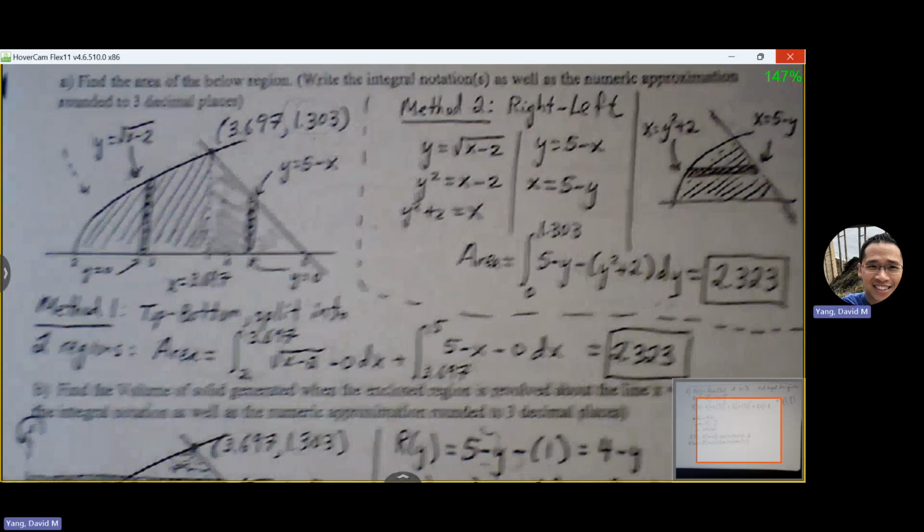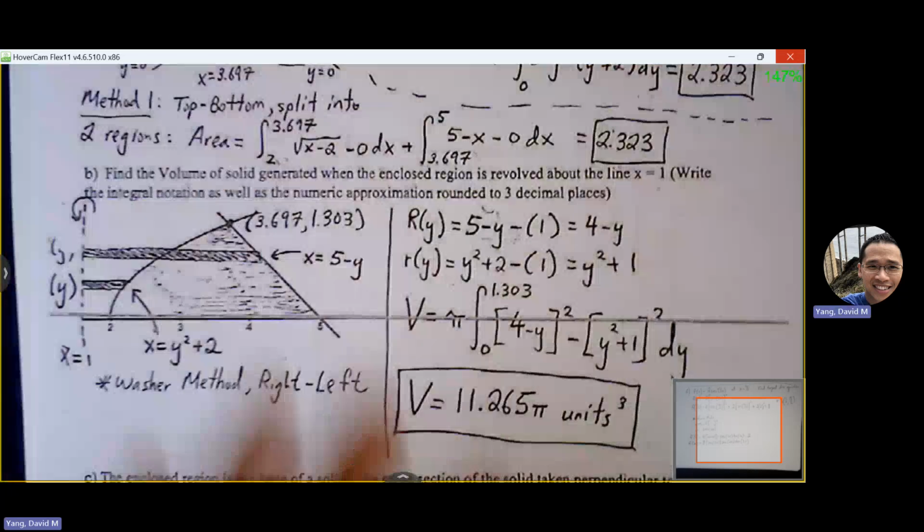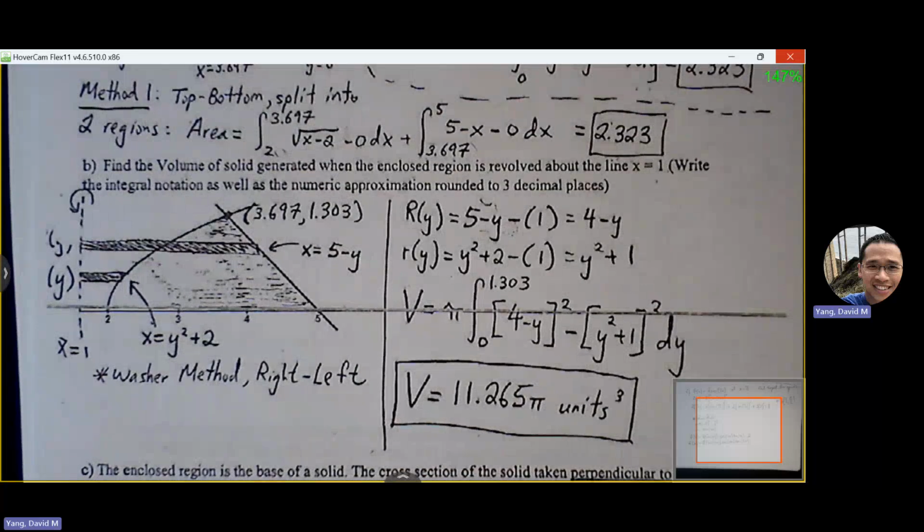Rotating around the line x equals 1, that's going to be a vertical axis of revolution. That's going to force us to draw our radius horizontally. And there's obviously a gap. We have to draw two radii, one that extends from the axis to the furthest boundary, and then one from the axis to the closer of the two boundaries. The equations we already rewrote using the right minus left from part A. So we can use those equations. We can use the bounds that we gathered as well.